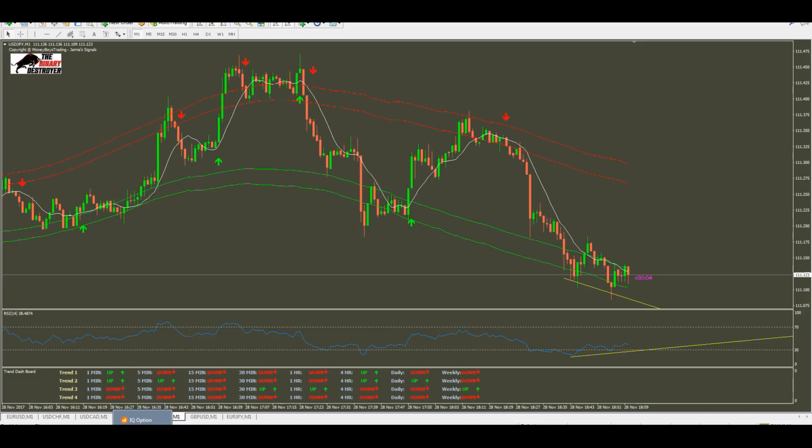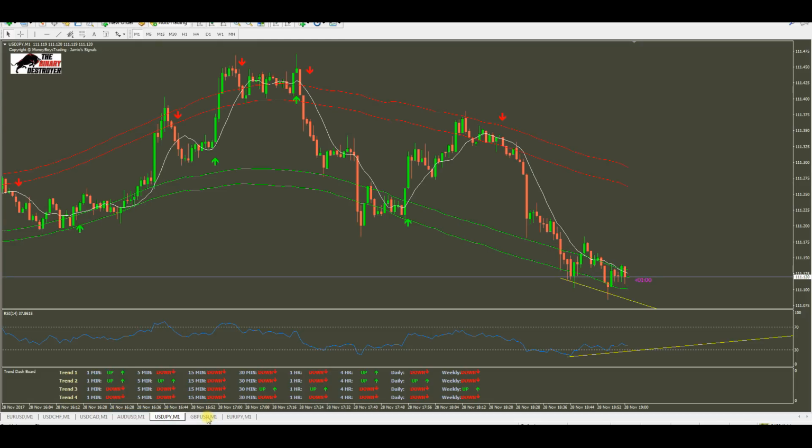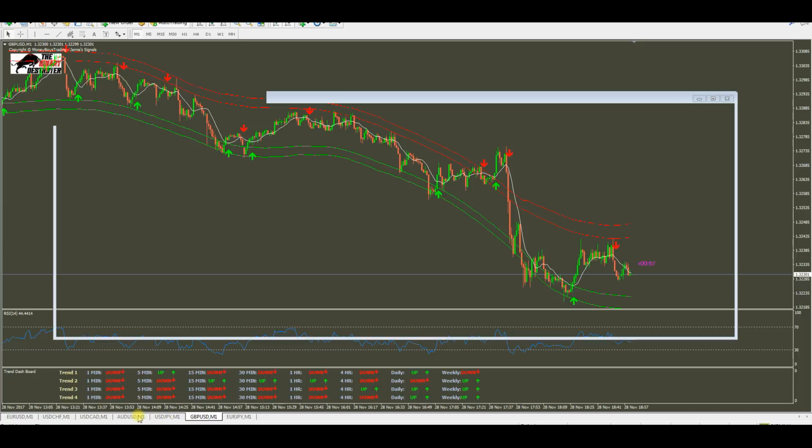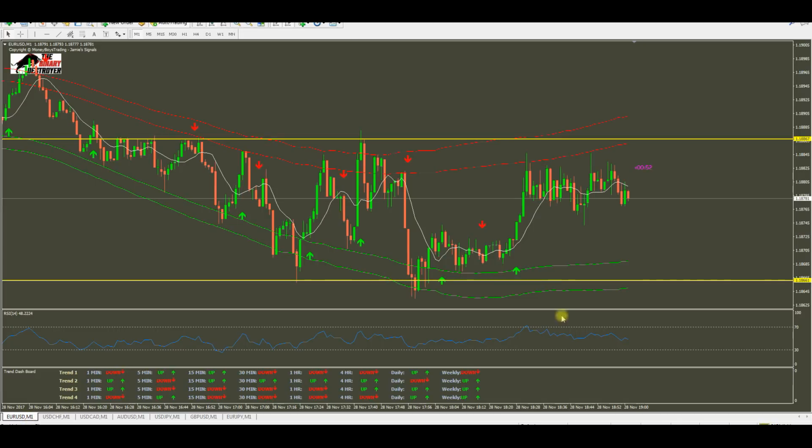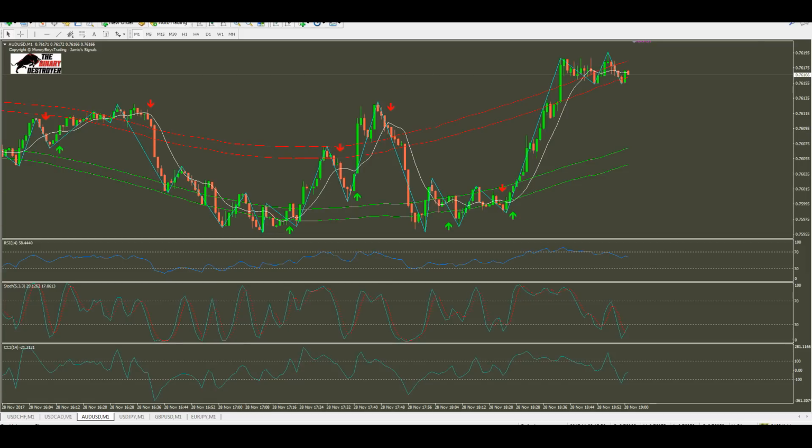Do I jump into AUD USD? Right, so let's start deleting some currency pairs. Okay, USD, don't like that. You see how it's going sideways? Let's get rid of that one.